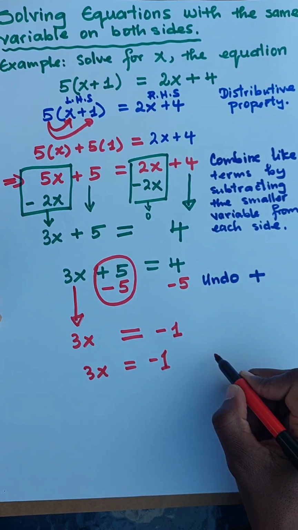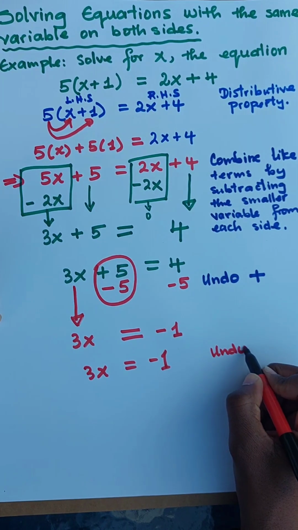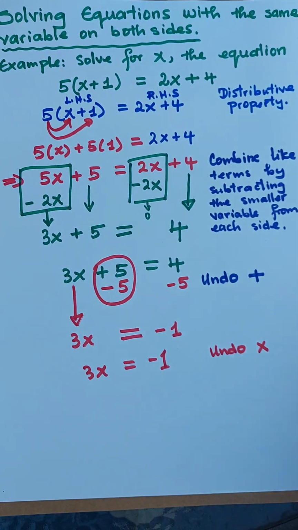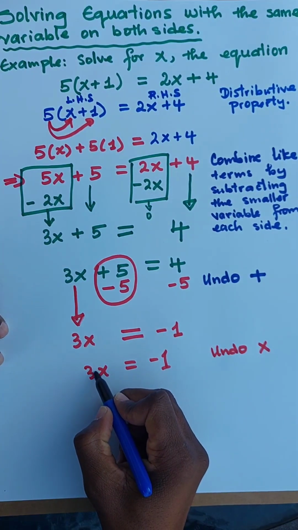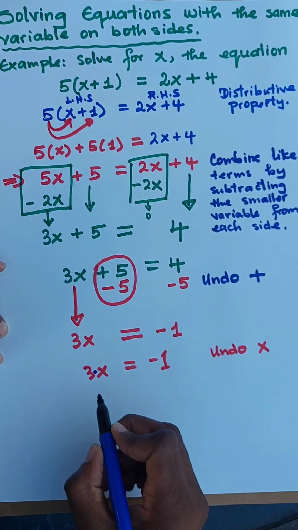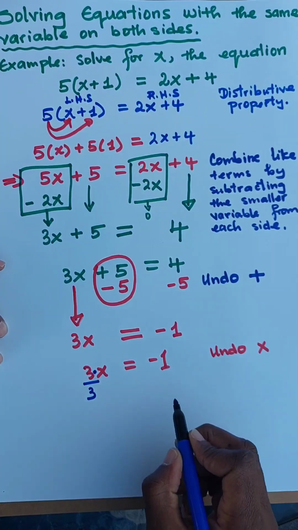So the next step in a two-step equation is to undo multiplication. So now we undo multiplication, but where is the multiplication? Do you see any multiplication there? The 3x means 3 times x. So there is a multiplication sign there that is hiding. 3x means 3 times x. So to remove multiplication, we use division. Fraction bar, divide by 3.